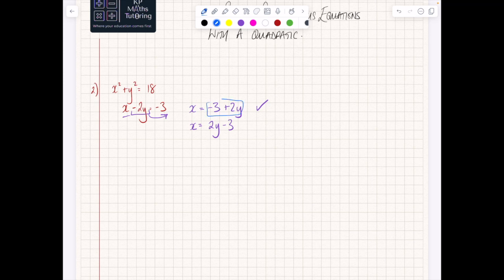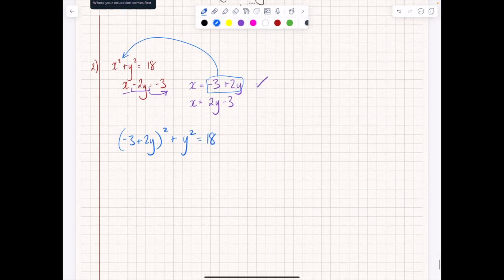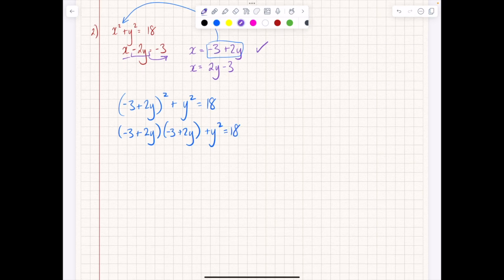Now, what you're doing is you're picking up this and putting that in here, okay? So you're saying (minus 3 plus 2y) all squared, plus y squared equals 18. Now again, remember, this means (minus 3 plus 2y) times (minus 3 plus 2y), plus y squared equals 18. Now, if I work through this again, using the moon method or however you want to expand it, be careful here: minus 3 times minus 3 is a positive 9. Minus 3 times 2y is negative 6y. That becomes a negative 6y, and this becomes a positive 4y squared, plus y squared equals 18.